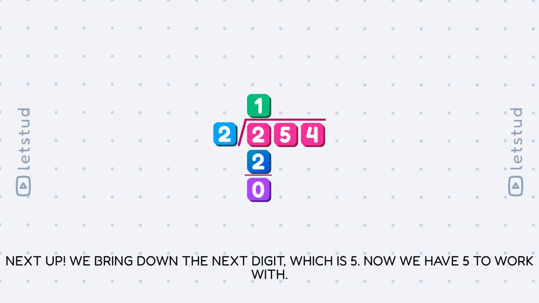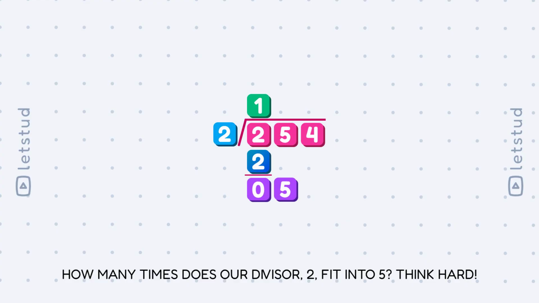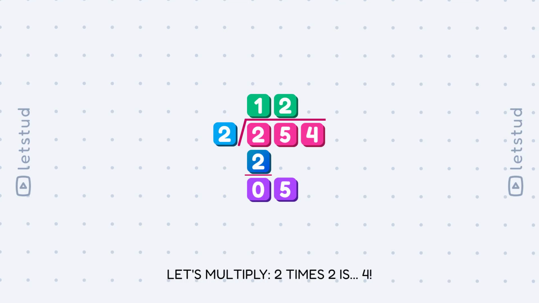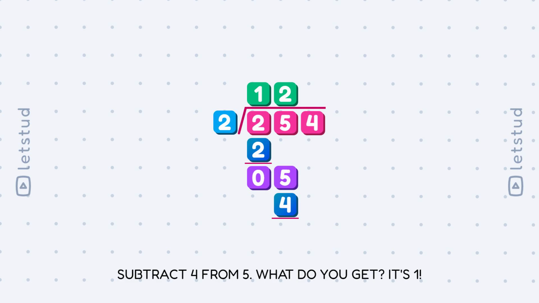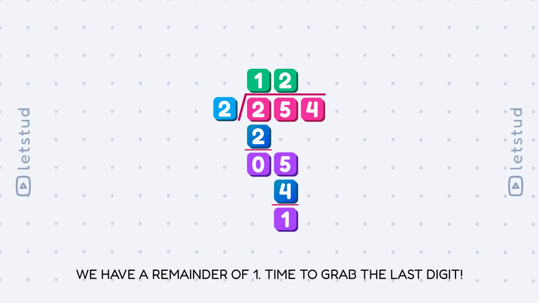Next up, we bring down the next digit, which is 5. Now we have 5 to work with. We bring down the 5 from 254. Our new number is 5. How many times does our divisor 2 fit into 5? Think hard. Let's multiply. 2 times 2 is 4. Subtract 4 from 5. What do you get? It's 1. You're on a roll. This is going great. We have a remainder of 1.